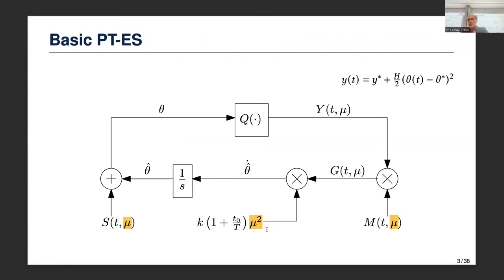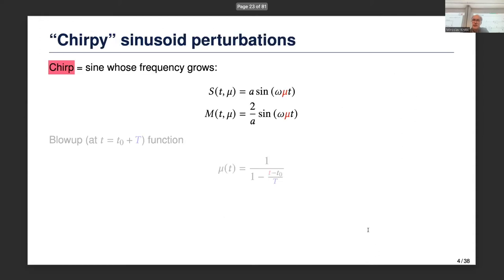So the modification of the diagram that I showed you before is fairly minor. This blow-up function is employed as a gain, and it is also employed in changing the frequency, in accelerating the oscillating frequency of the additive perturbation and the multiplicative perturbation. Specifically, this is how this blow-up function is used to modify the perturbation signals.